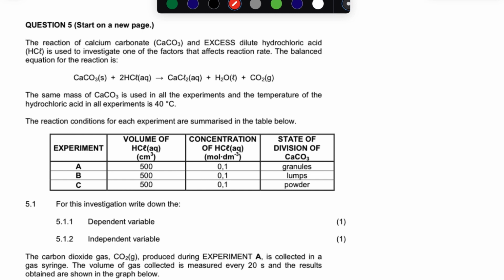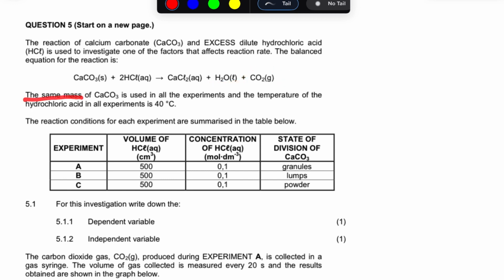Now, this question, guys, it's about the rate of reaction. When it comes to rate of reaction, we're going to look at the factors that affect the rate of reaction, right? Now it says the reaction of calcium carbonate with an excess of dilute hydrochloric acid is used to investigate one of the factors that affects the rate of reaction. The balanced equation is as follows. It's calcium carbonate with an acid, and the products are a salt, water and carbon dioxide.